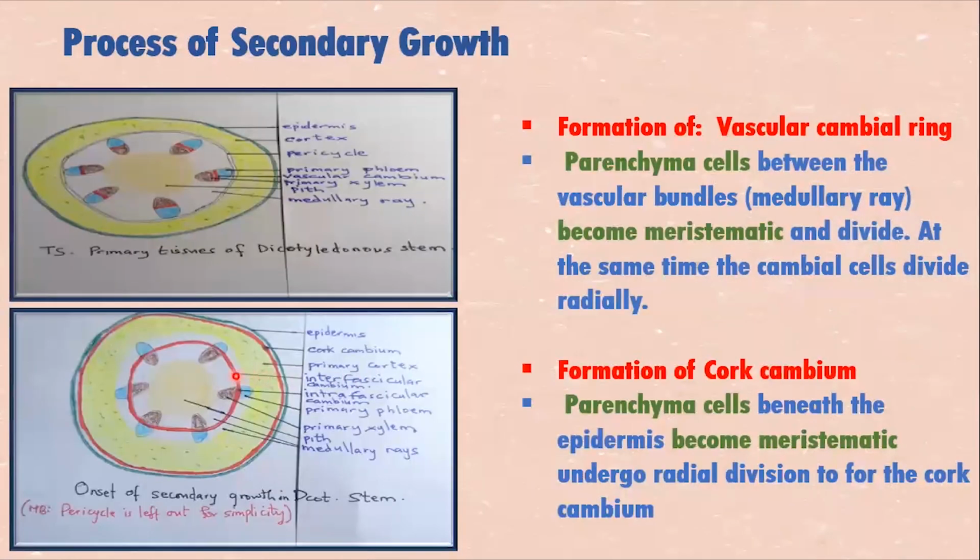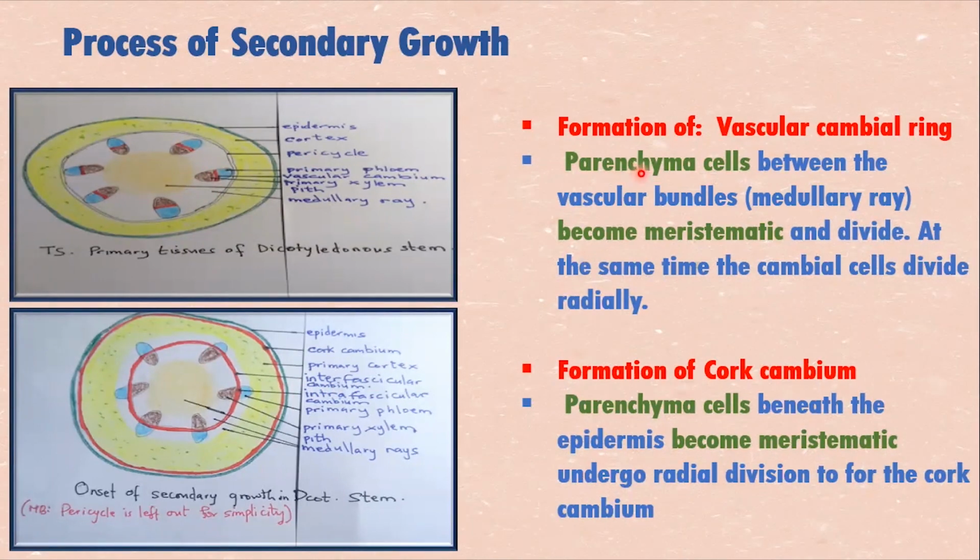Here we have the vascular cambial ring, how it was formed. Look, you have parenchyma cells here, parenchyma cells in between here. They become meristematic and divide. And then the vascular cambium here too, some of the cells divide, and some divide radially. So the divisions of the parenchyma cells here and the vascular cambium here form the cambial ring here. Here it is, all right?